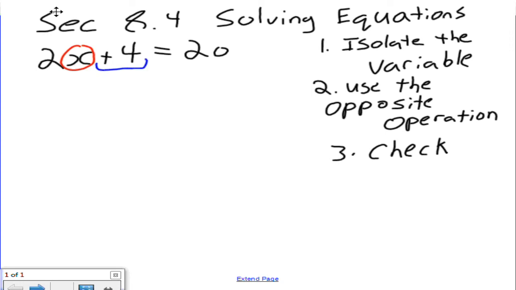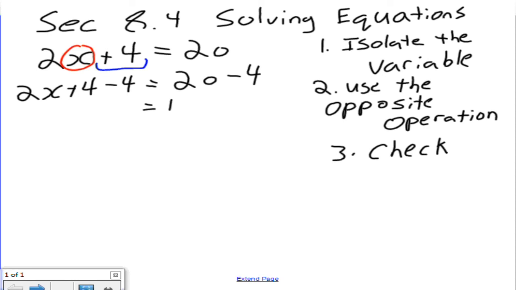So it becomes 2x plus 4. I want to get rid of my plus 4, so I need to do the opposite. Minus 4 equals 20 minus 4. I know that 20 minus 4 is equal to 16. And I'm left with 4 minus 4 is 0, so I'm left with 2x.